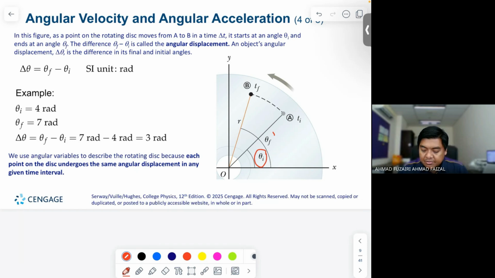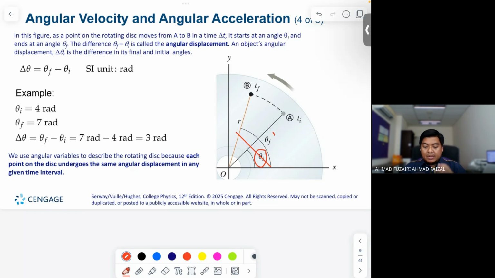Okay, when we move from point A to point B, now we will look into what is here, which means theta F, the final position. So we are saying that theta initial is where the point starts the movement, the motion, and the motion ends at point B. So at point B, we calculate back the theta F, which means the angular position of the final position.